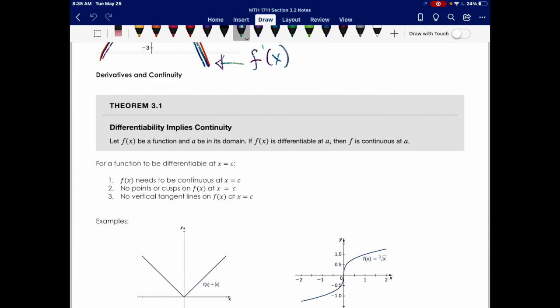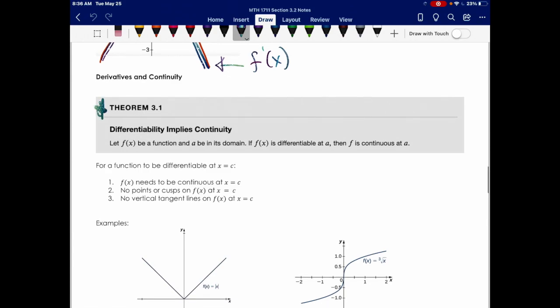Okay, now we're going to start talking about derivatives and continuity. Now that we know how to sketch the graph of the derivative, we can take a look at the behavior of these graphs of the derivative. And we're first going to consider the relationship between differentiability and continuity. We're going to see that if a function is differentiable at a point, it has to be continuous there. However, a function that is continuous at a point does not need to be differentiable.